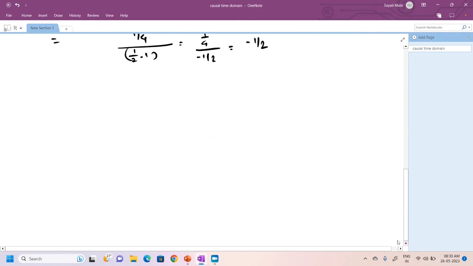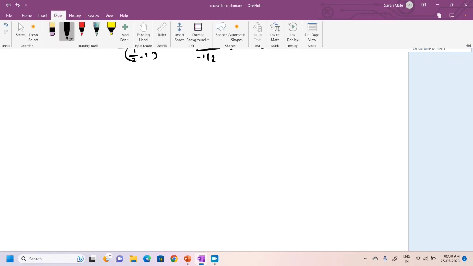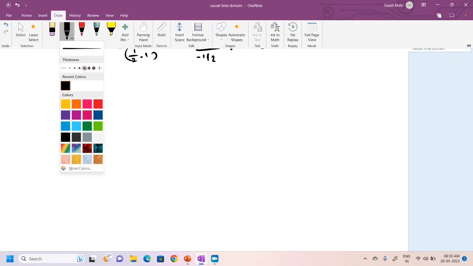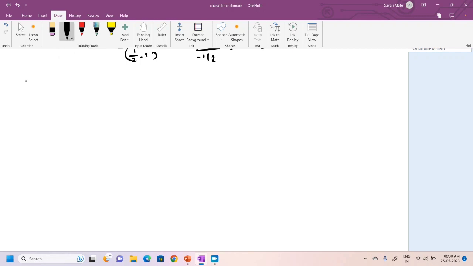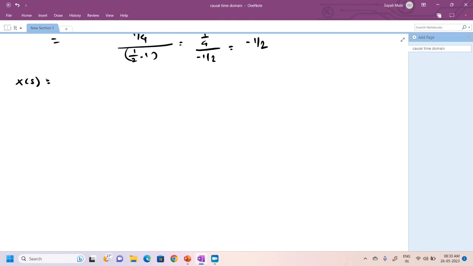Now let us substitute all these three values in the above equation and let us write it again. So now see, we get X of s is equal to 4 divided by s minus 1 minus 3 divided by s minus half minus half divided by s minus half whole square. Now this equation is in a standard form. Now we'll take the inverse Laplace.